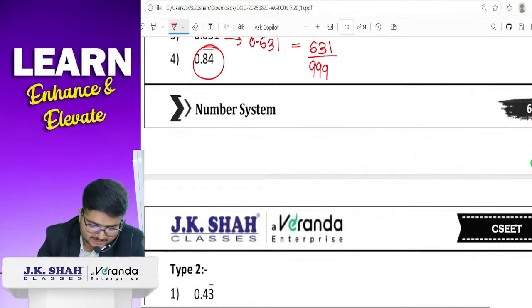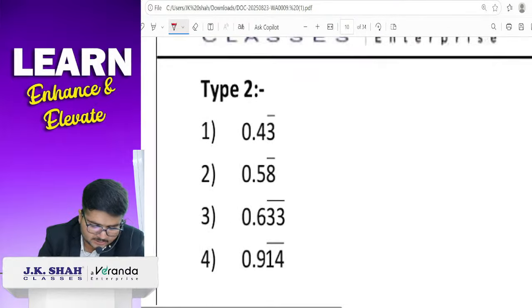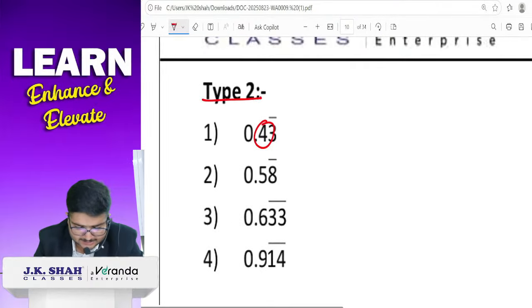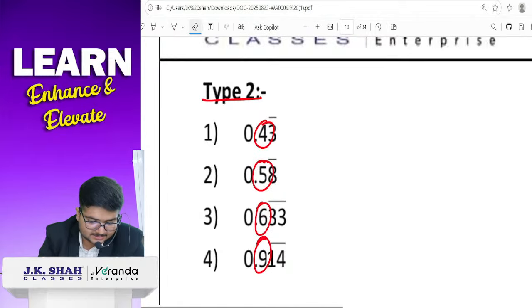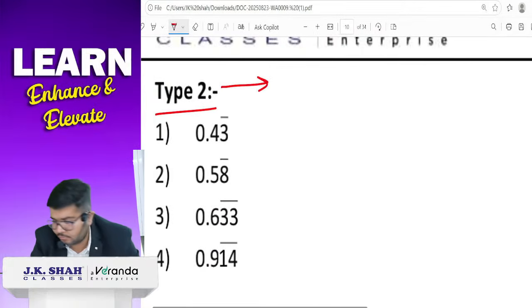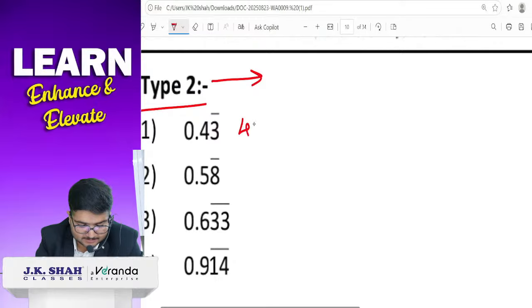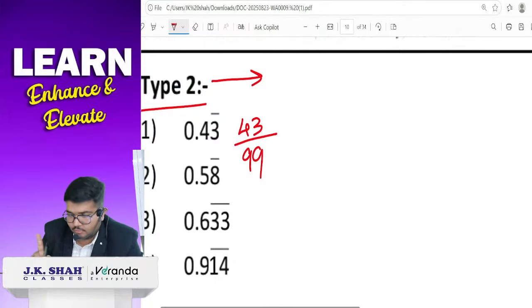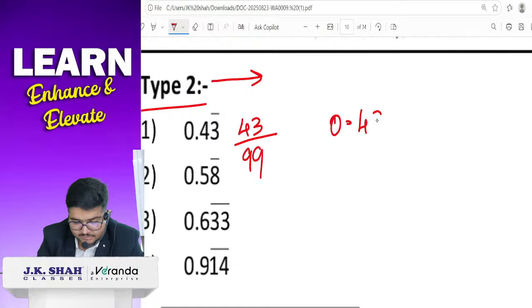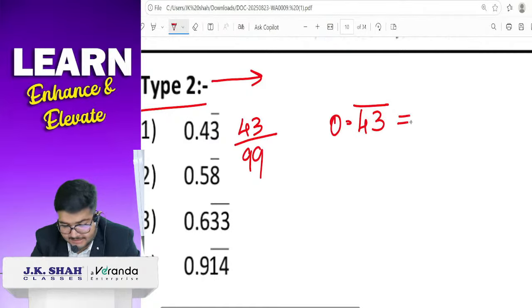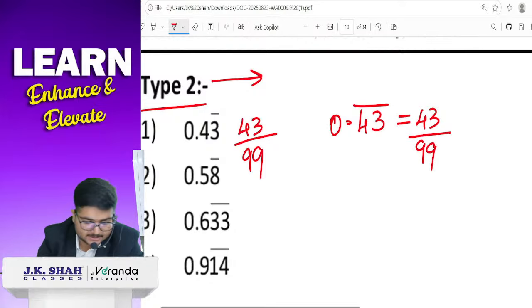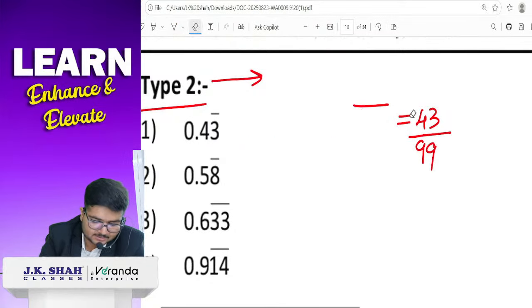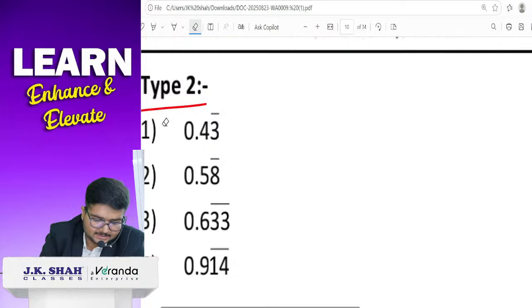What is the difference between type 1 sums and type 2 sums? If you look here carefully, in type 2 there are numbers which are not repeating, which are not under the bar. That means these numbers are not repeating, and that is why this is type 2 sums. You won't be able to do it with such easiness. For example, the answer of this is not 43 upon 99. If it would be 0.43 and the bar is on both of them, then the answer will be 43 by 99. But here 4 is not repeating, and that is why the answer won't be coming in such an easy way.